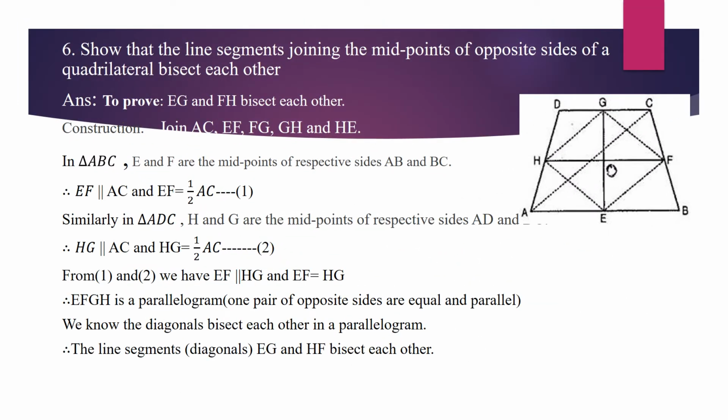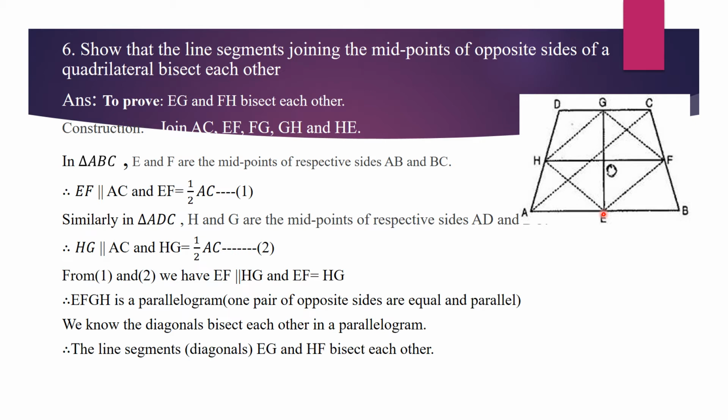Question number 6. Show that the line segments joining the midpoints of opposite sides of a quadrilateral bisect each other. That means here we can see a quadrilateral ABCD and the opposite sides are taken as AB and CD where E and G are the midpoints. The line segments EG and HF bisect each other is what we need to prove. For this, let us draw a diagonal AC and join the midpoints E, F, G and H.